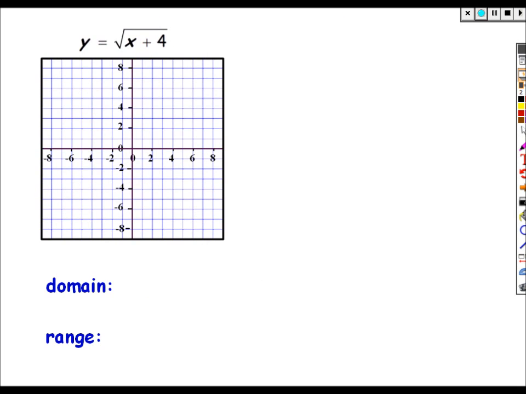Okay, so what do you think would happen here? If I'm adding 4 to the x value within the radical sign, any guesses? This should actually move the parent function left 4. Now, if I'm inputting values, I'd be thinking, okay, well, I know how to take the square root of 0 and the square root of 1 and the square root of 9.